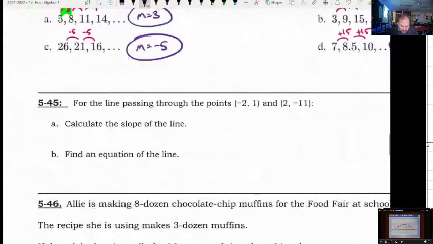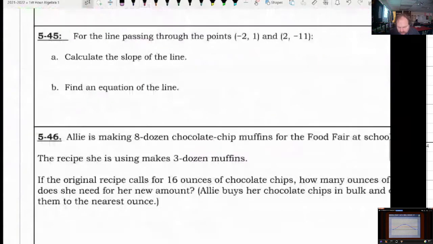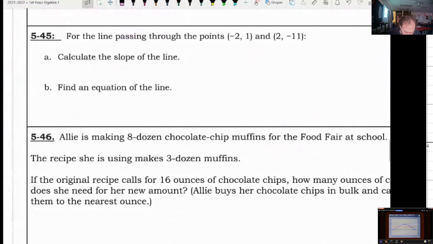For question 545, for the line passing through the points (-2, 1) and (2, -11), we're going to calculate the slope of the line. We haven't done this in some time, but let's not forget what slope actually is. It's the change in y divided by the change in x. So all we need to do here is find the change in y and the change in x.